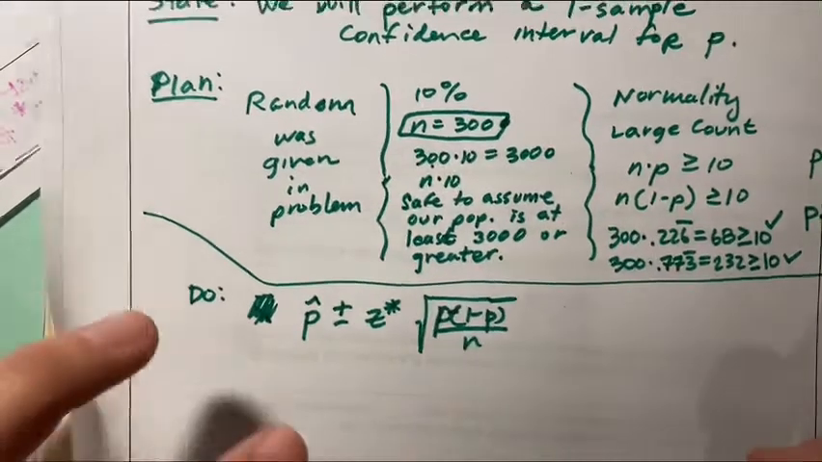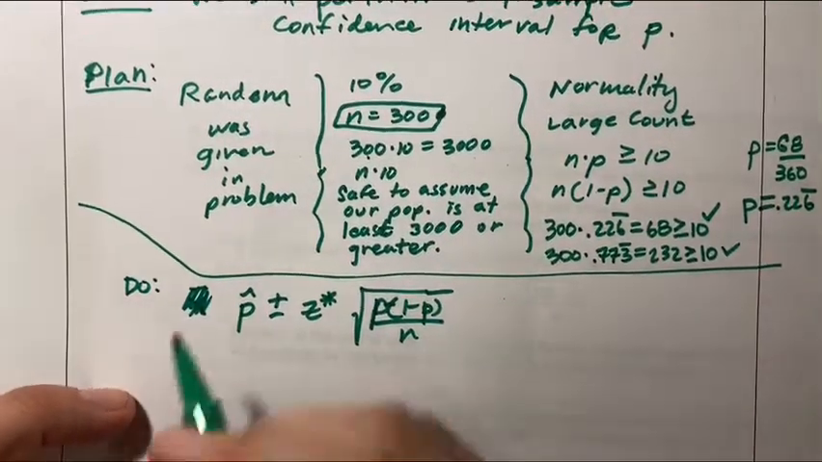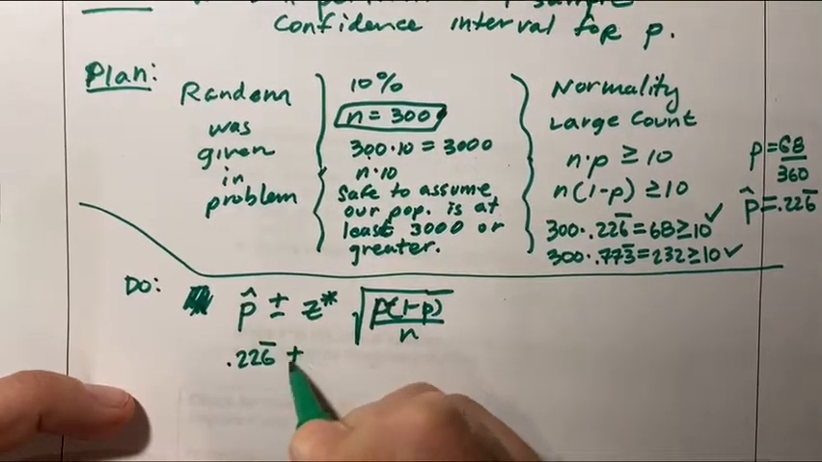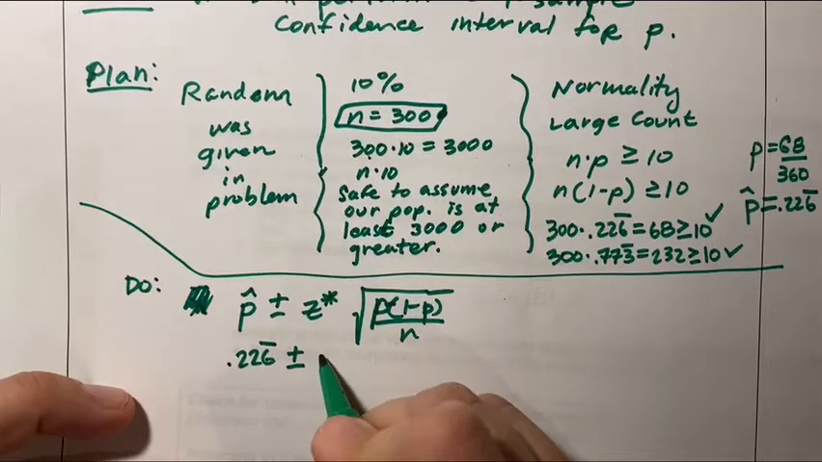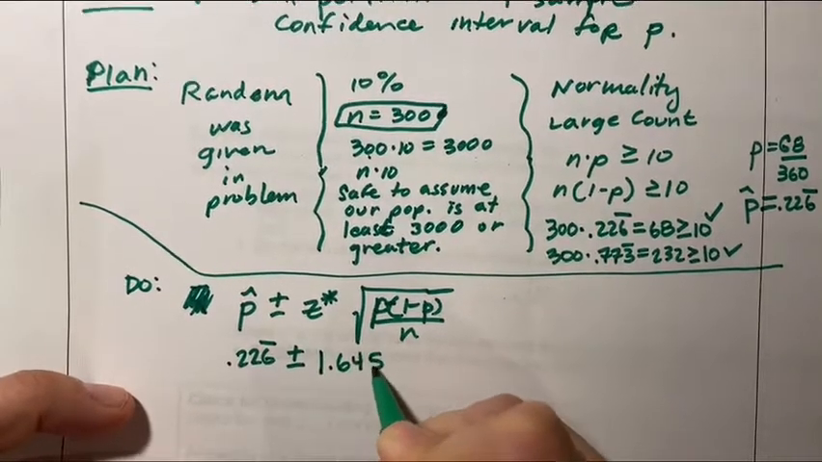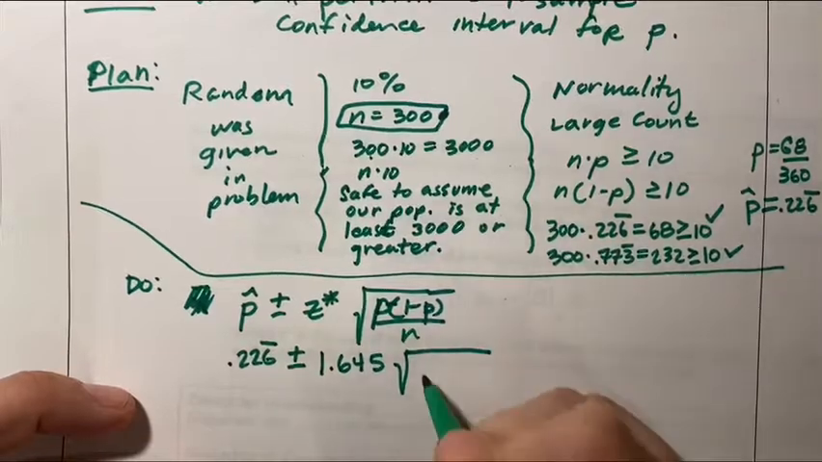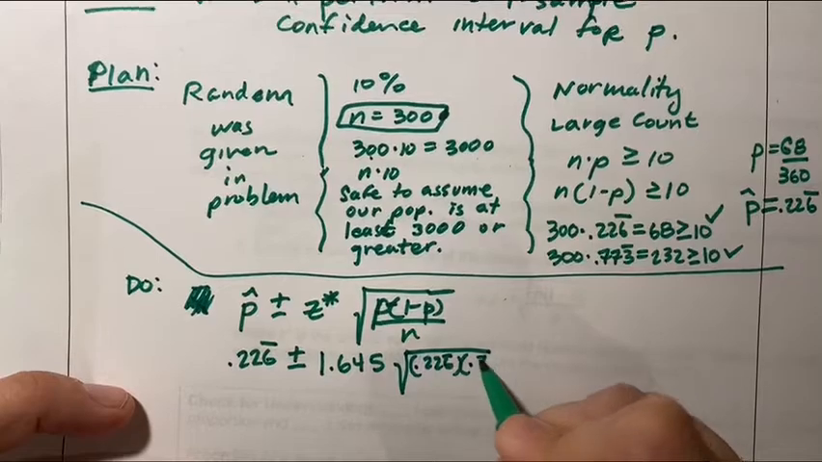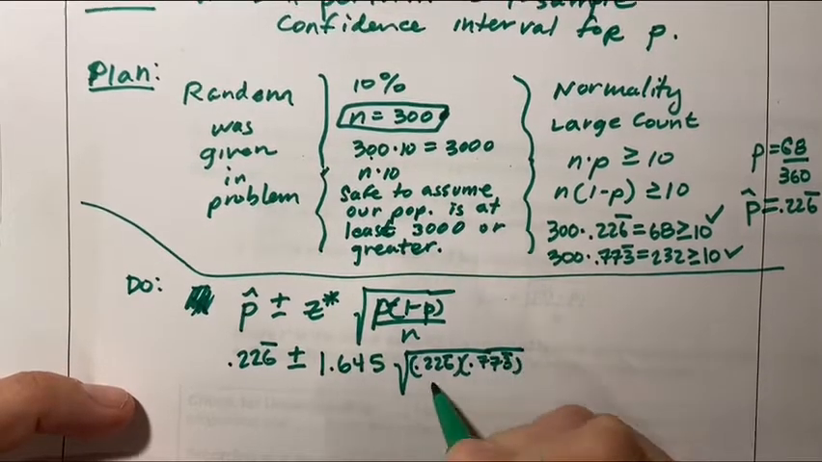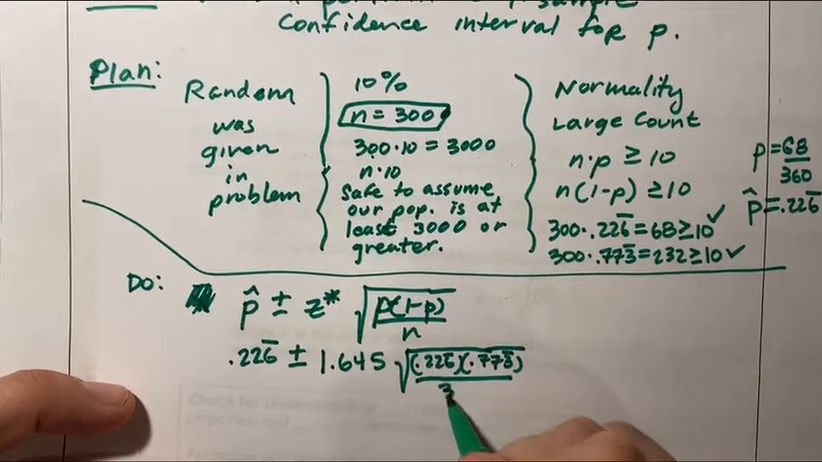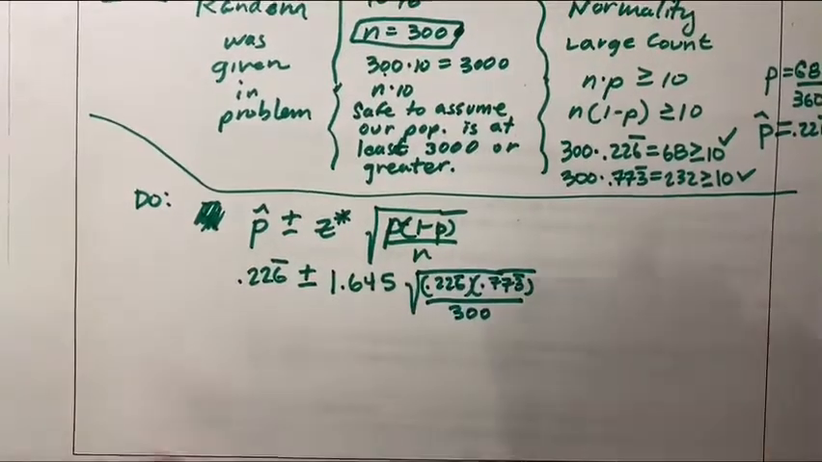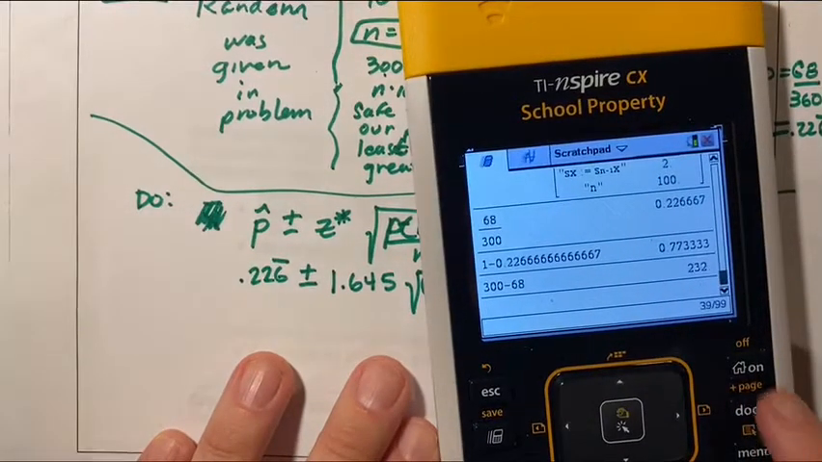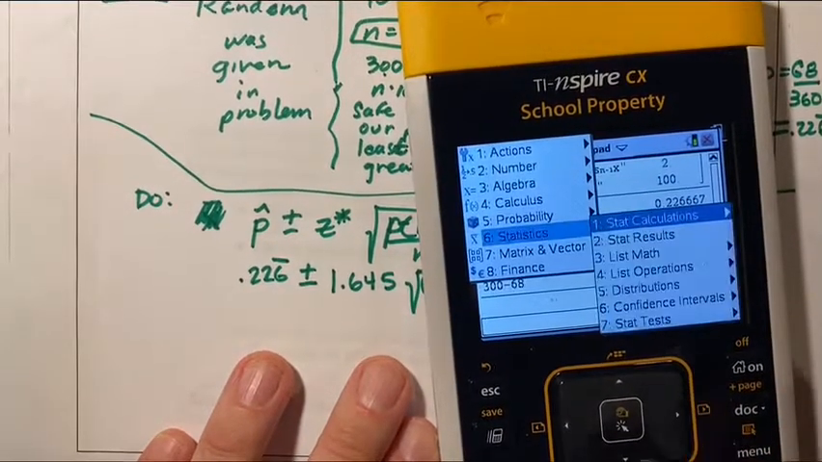My sample proportion that I calculated a minute ago is 0.226 repeating. This number I found out of table B, 1.645. This number I still have, 0.226 repeating, 0.773 repeating, all over N. I talked to 300 people. Do I actually have to calculate this? No, Mr. Calculator will do it all. So let's make him do it.